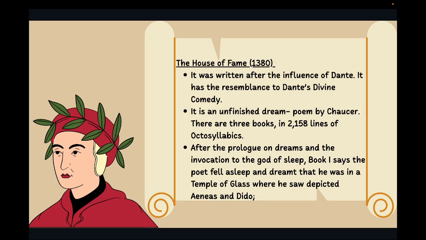So moving on, we come to the House of Fame, which was written in 1380, and it was written after the influence of Dante. It has the resemblance to Dante's Divine Comedy. It is an unfinished dream poem by Chaucer. There are three books in 2158 lines of octosyllabics. After the prologue on dreams and the invocation to the god of sleep, Book 1 says the poet fell asleep and dreamt that he was in a temple of glass where he saw depicted Aeneas and Dido.